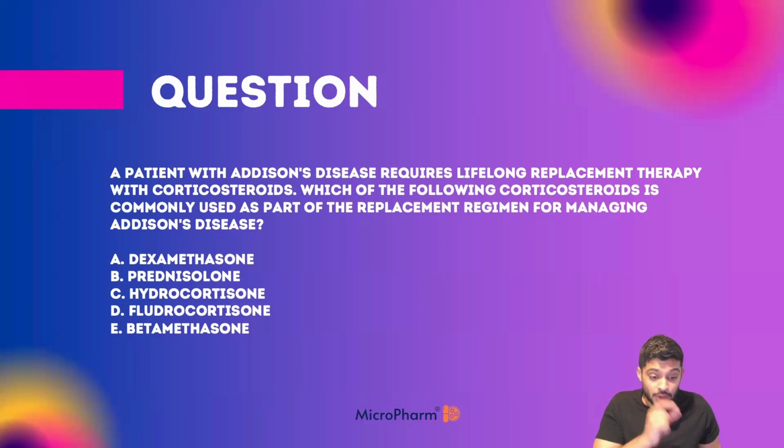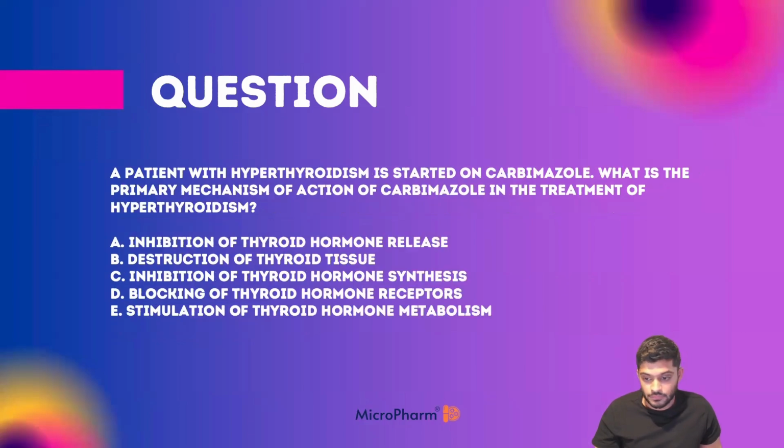So the problem with prednisolone is it's an intermediate acting glucocorticoid, and the challenge with using prednisolone in these circumstances is it essentially works too slow for managing a patient's Addison's disease. Okay, let's move on to the next question.